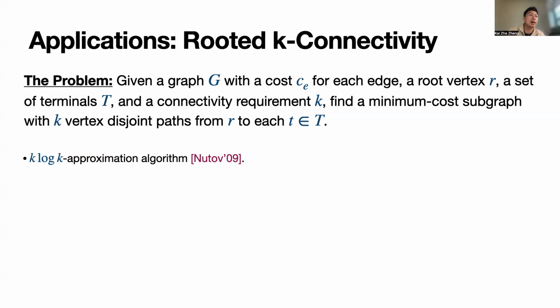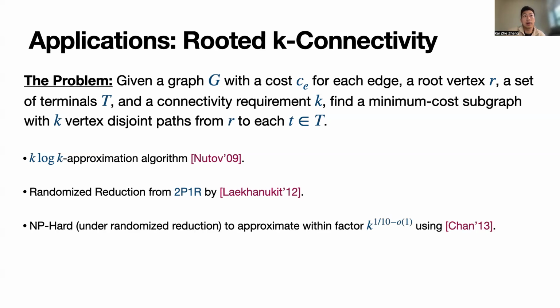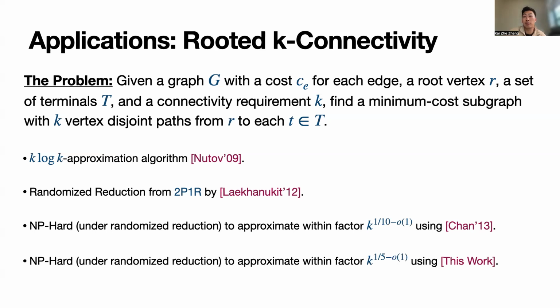On the algorithmic side, there's a k log k approximation algorithm. And there's also a randomized reduction from 2-prover 1-round games. So if you use Chan's result, you get hardness within a factor of roughly k to the 1/10. And if you use our improved result, then this improves to nearly k to the 1/5.